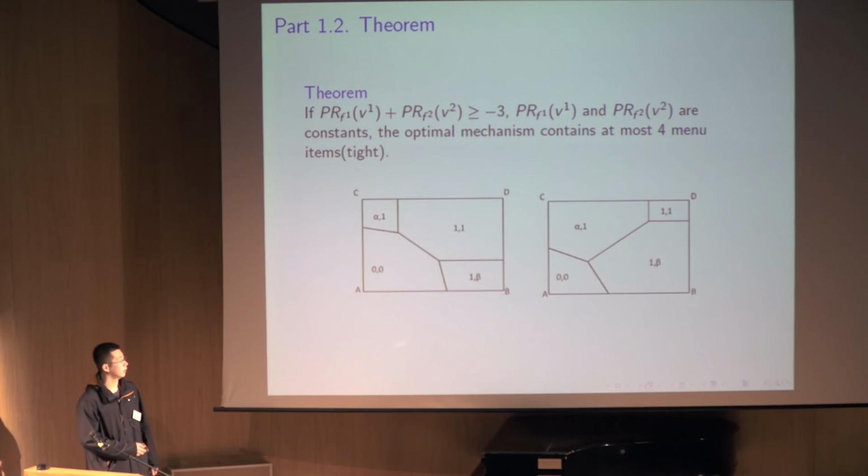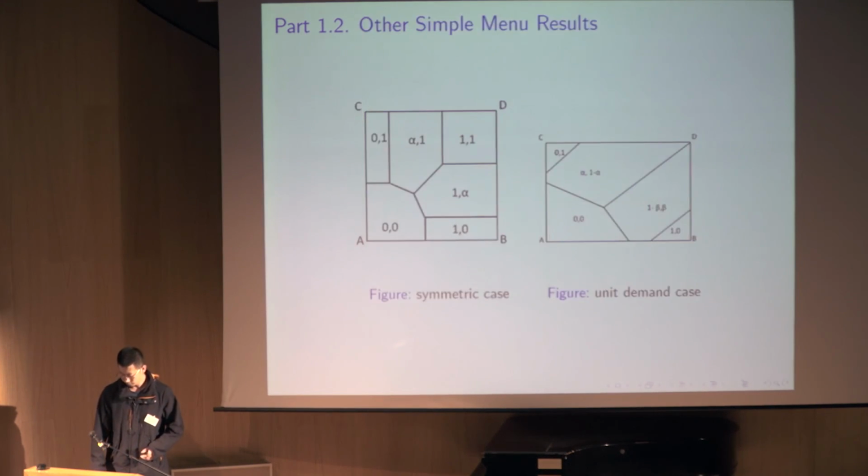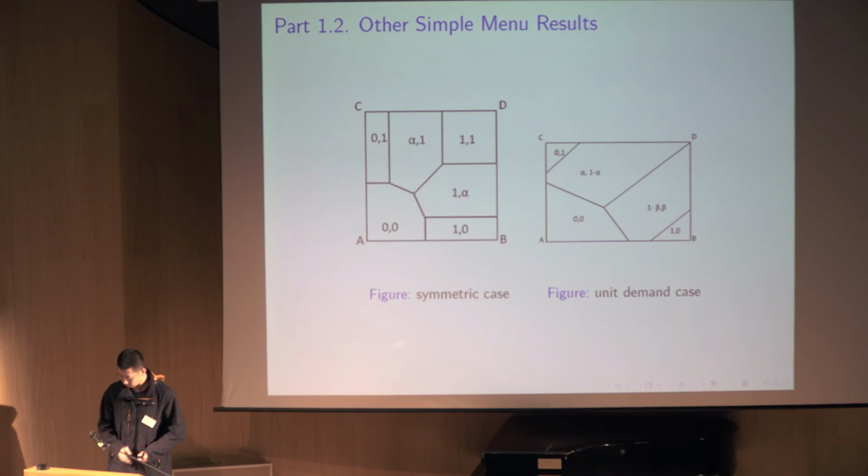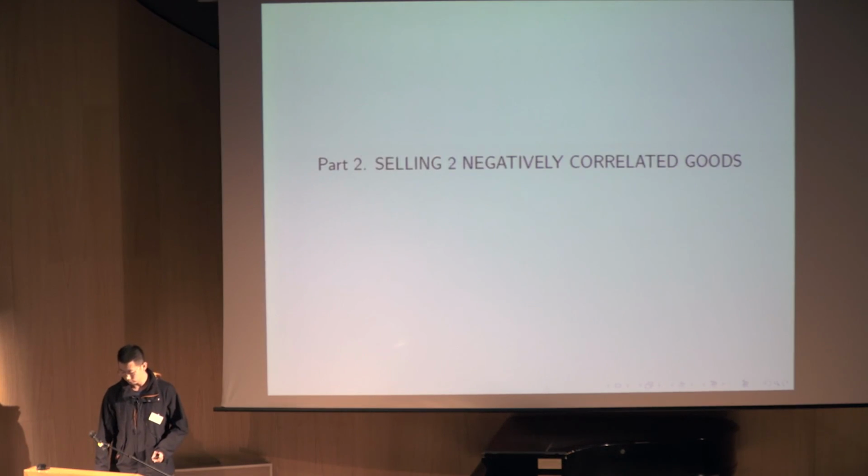And this is the allocation function in the optimal mechanism. It contains 4 possibilities, which correspond to 4 menu items. Here are some other simple menu results. The left one is for the symmetric case, and the right one is for the unit-demand case. And that's for the first part.